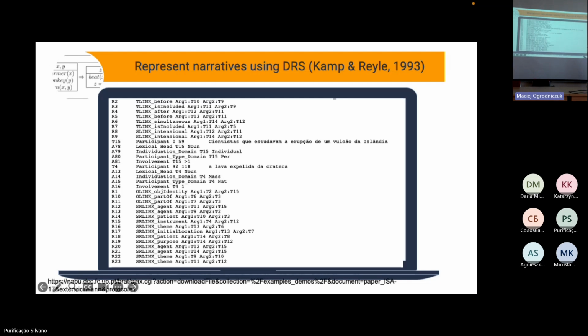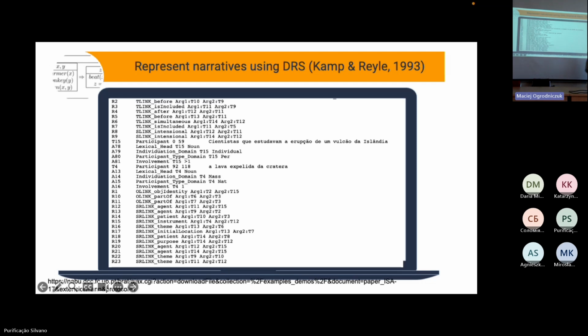So let me just show you. This is how we represent the formal representation of the annotation. These are called the DRS, discourse representation structures, you can see here. And we have, for instance, the participant, the lexical head, and then the different links that are established between the participants and the events and so on.